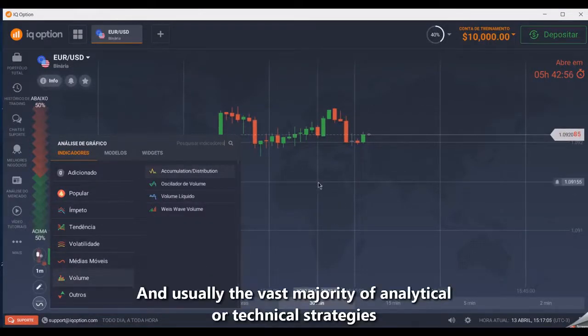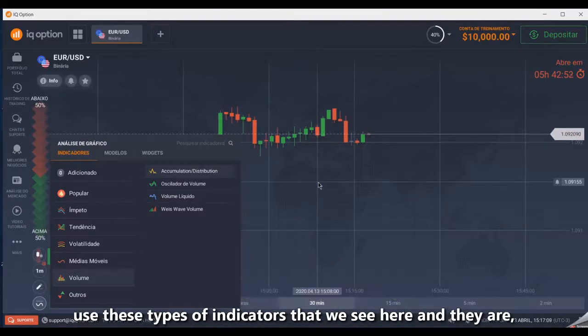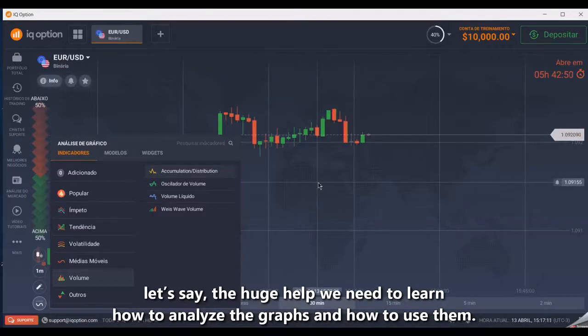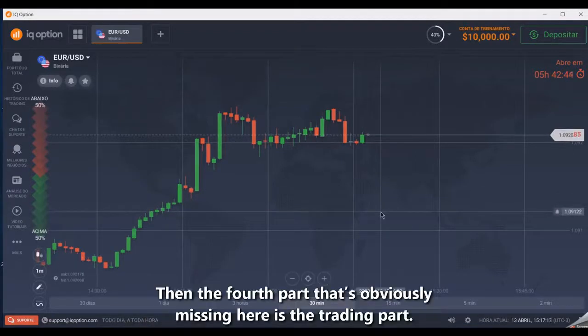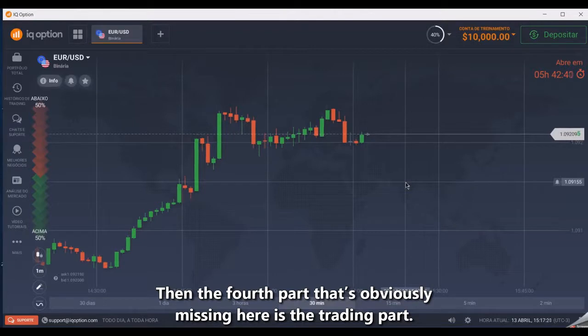Usually the vast majority of the analytical or technical strategies use these types of indicators that you see here, and they are, let's say, the huge help that we need to learn how to analyze the graphs and how to use them. Then the fourth part that's obviously missing here is the trading part.